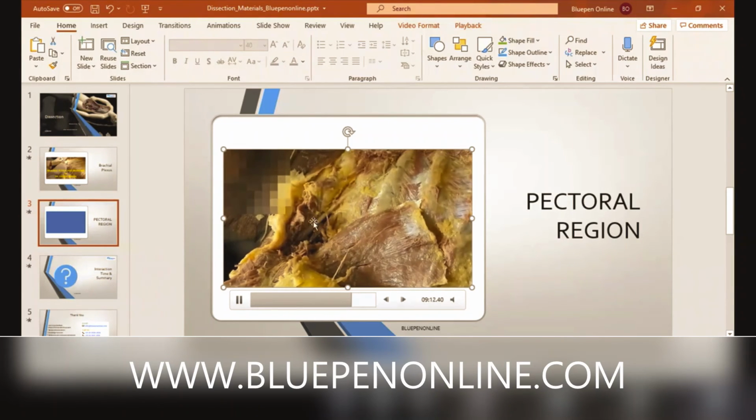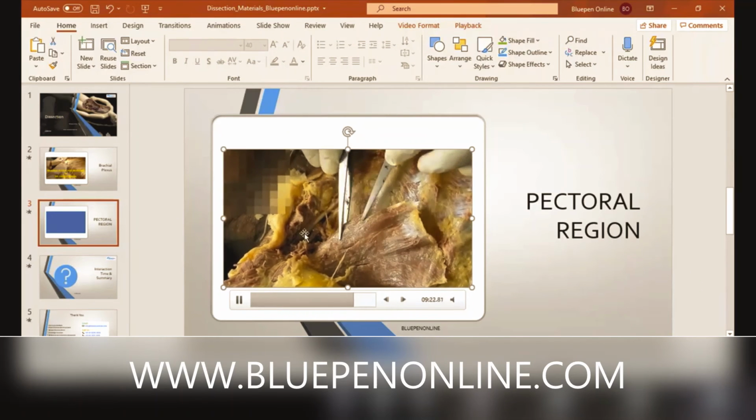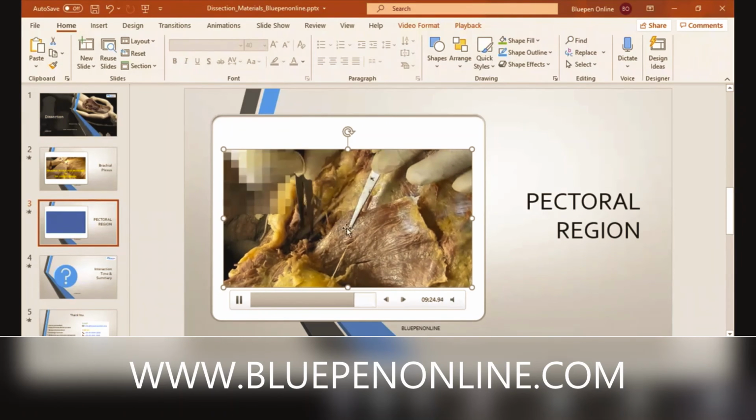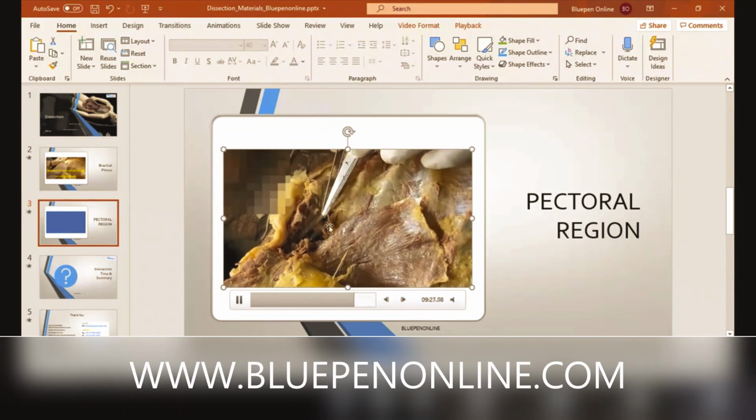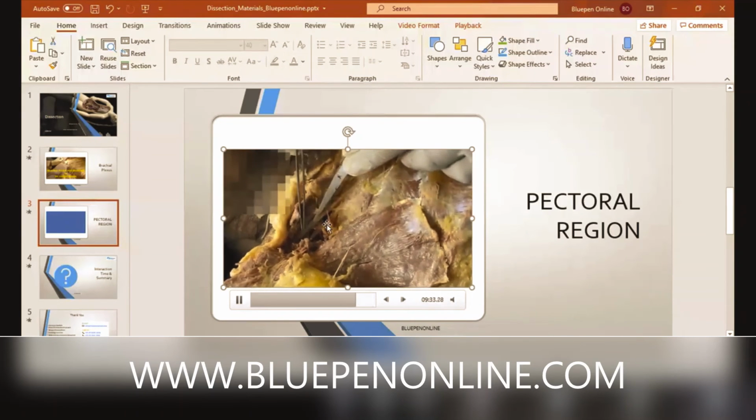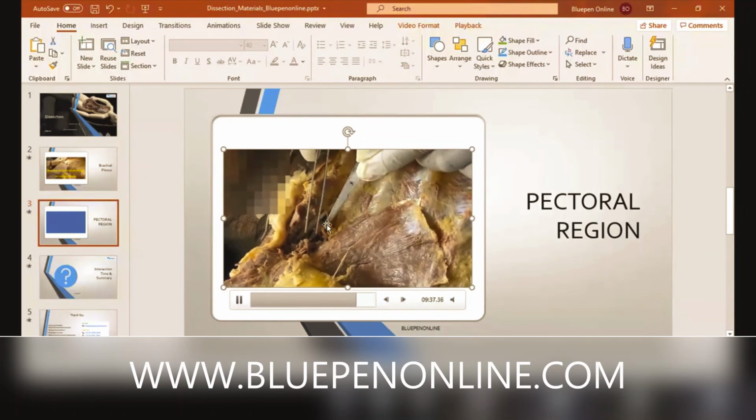And in this area you can see the clavipectoral fascia. The clavipectoral fascia is a strong connective tissue fascia. Above, it is attached to the clavicle, and below it splits to enclose the pectoralis minor and the subclavius muscle. So here is the clavipectoral fascia. And another important viva question: what are the structures piercing the clavipectoral fascia?